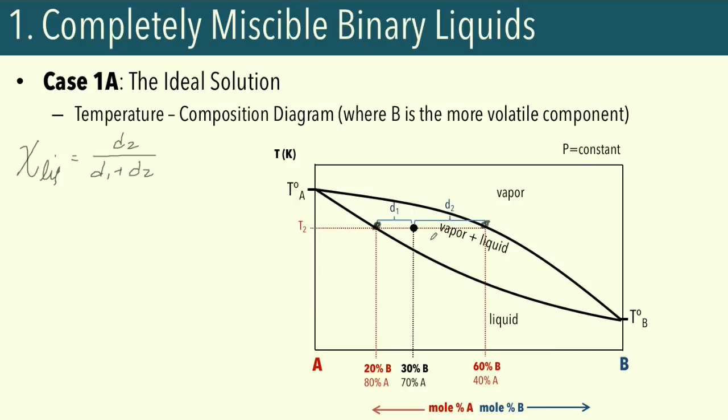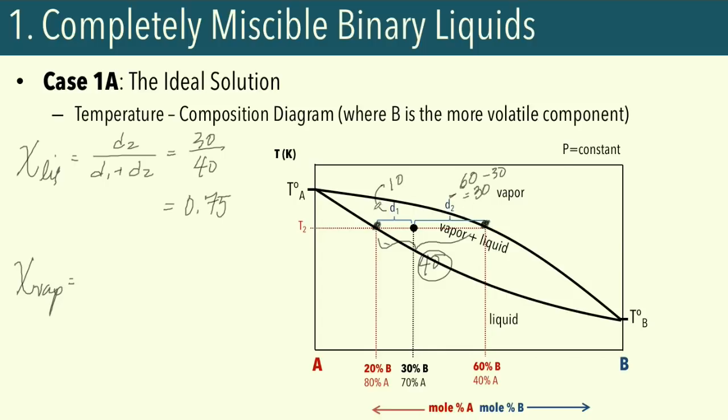So d2 is going to be equal to 60 minus 30. We could use the x-axis over here in terms of mole percent B to determine the distances. So this is just going to be equal to 30, whereas d1 is going to be equal to 30 minus 20, so this is equal to 10. The total distance is 60 minus 20, or 40. Calculating this, the mole fraction in the liquid phase is 30 over 40, so this is equal to 0.75.